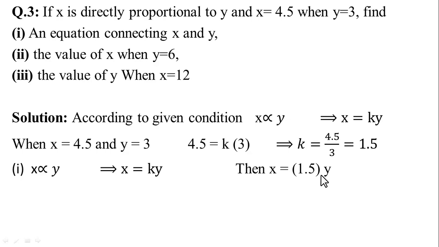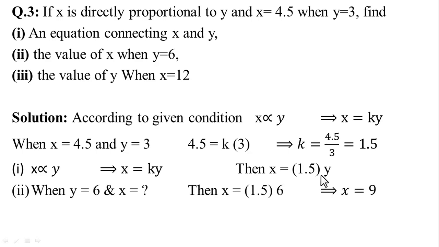In the second part, find the value of x when y is equal to 6. Now we write when y is equal to 6, x is equal to question mark. Putting the values, x is equal to the value of k, 1.5, and y is 6. Now 1.5 multiplied by 6, then x is equal to 9. So the second part answer is 9.